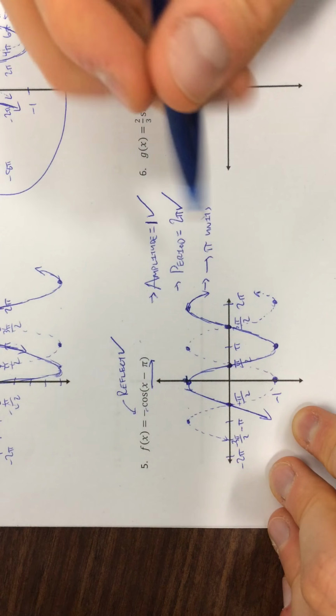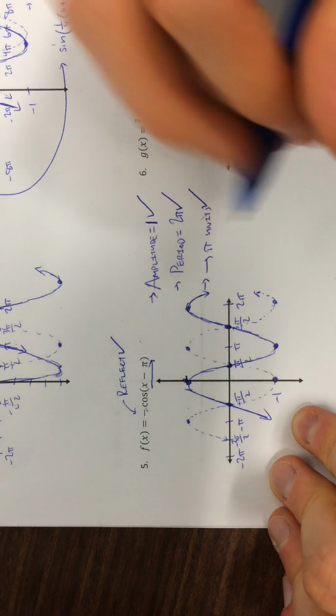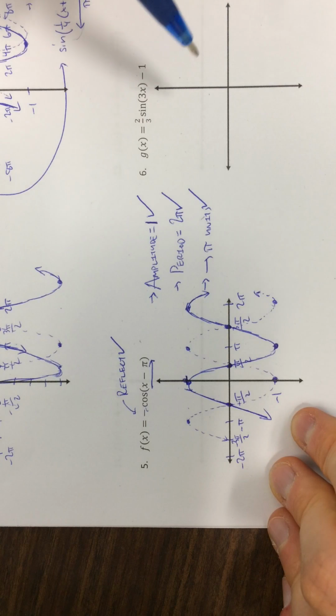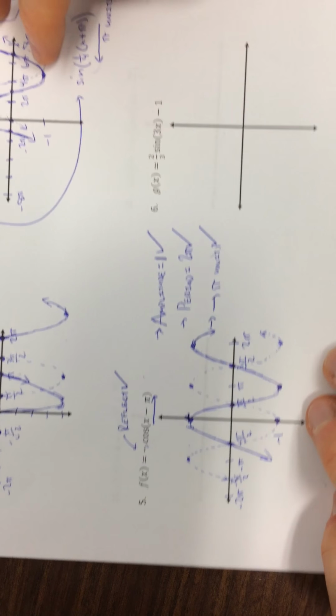So we need to be careful that we take consideration of all our transformations. We reflected. Our amplitude is 1, period is 2 pi, and we shifted to the right pi units. So we're good. Let's go on to number 6.